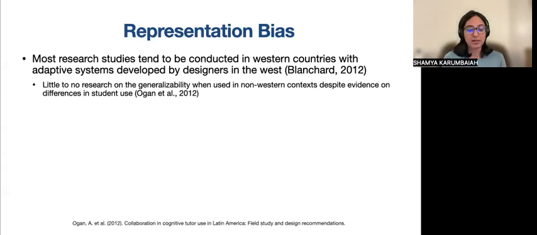Representation bias can occur for several reasons. Most research studies tend to be conducted in Western countries with adaptive systems developed by designers in the West. And there is often little to no research on generalizability when these adaptive systems are used in non-Western contexts, despite evidence on differences in student use.